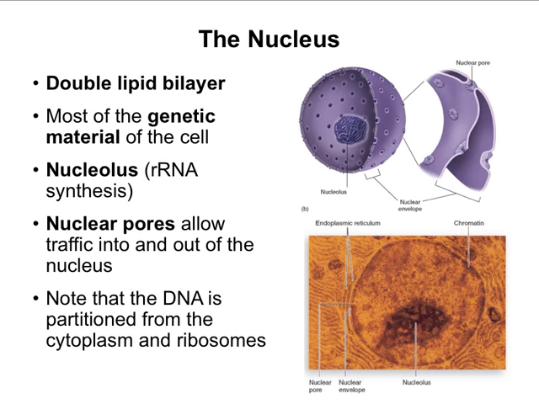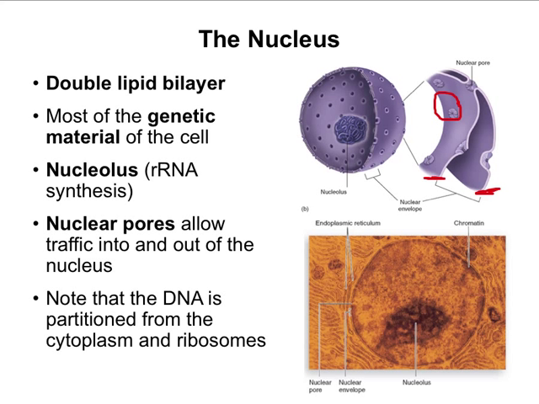The nucleus is separated from the cytoplasm by a nuclear envelope, which is a double lipid bilayer. So not just a bilayer, but two layers of lipid bilayer. As you can see illustrated over here, here's the outer lipid bilayer and the inner lipid bilayer. Now, these two lipid bilayers are perforated by nuclear pores that you can see just here. These nuclear pores allow traffic into and out of the nucleus.